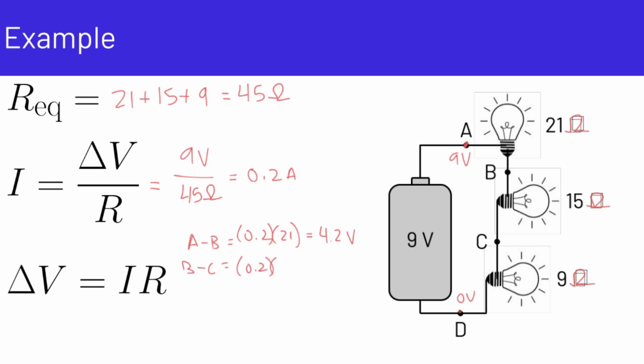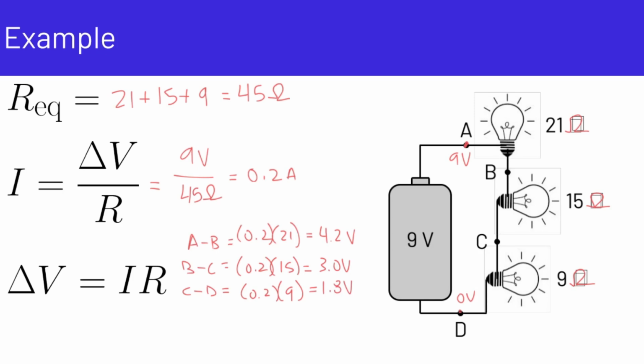From B to C, it's going to be 0.2, that's our current, times 15 ohms. That gives us a voltage drop of 3 volts. And then finally, from C to D, our current is 0.2 amps, and our resistance is 9 ohms. So that gives us a voltage drop of 1.8 volts.